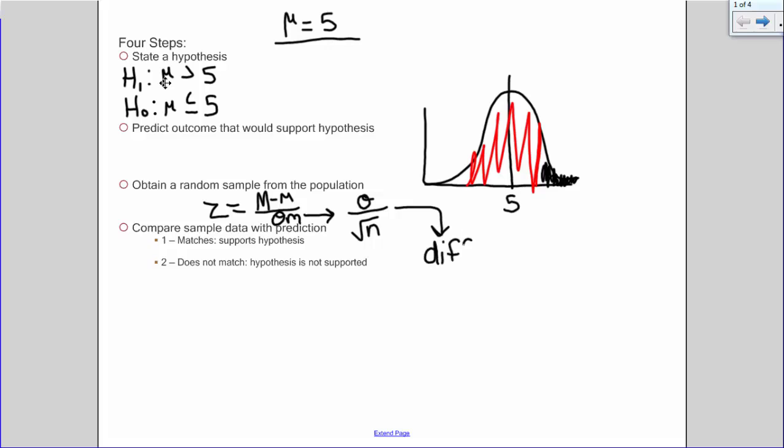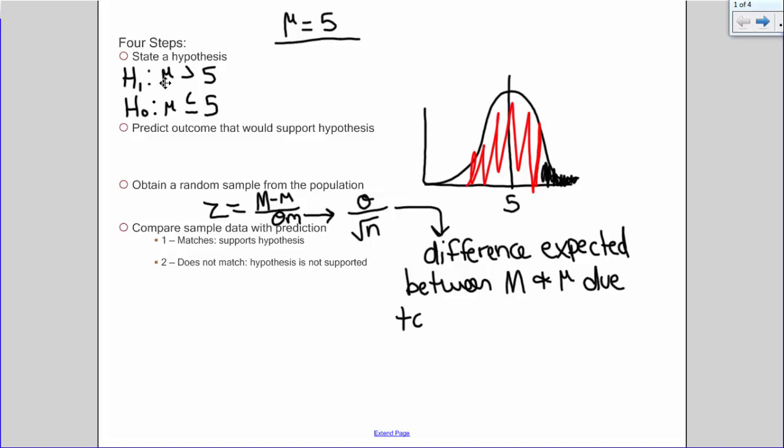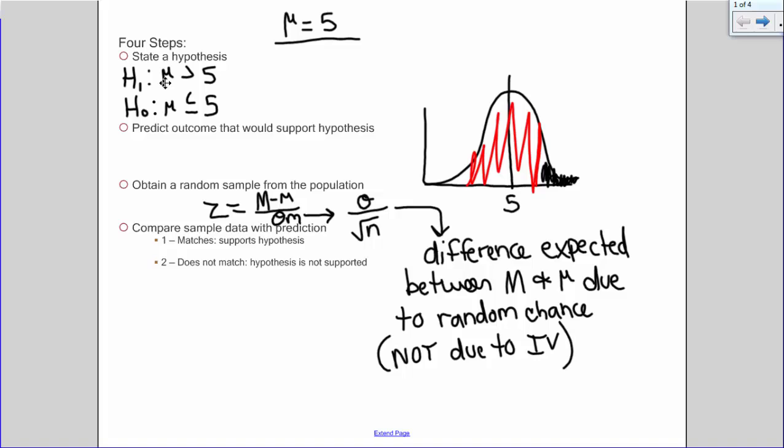So the difference expected between your sample mean and your population mean just due to random chance or sampling error. Or in other words, not due to your independent variable, right? Just random differences. We're going to expect differences no matter what. Now, step 4 of the hypothesis test really requires you to compare what you calculated here to this critical region that you found, your minimum requirement for z to call something significant. Now, if you have a situation where your z-score does fall in your critical region, then you can reject that null hypothesis.